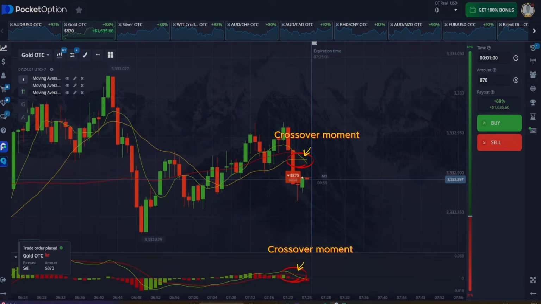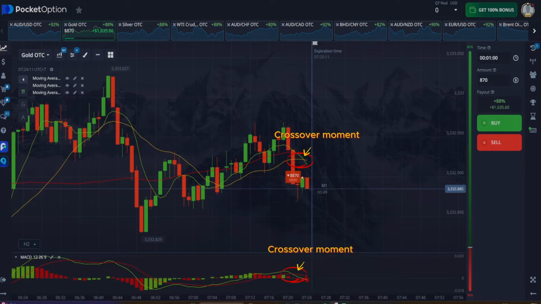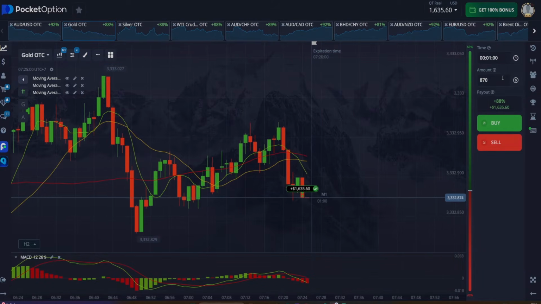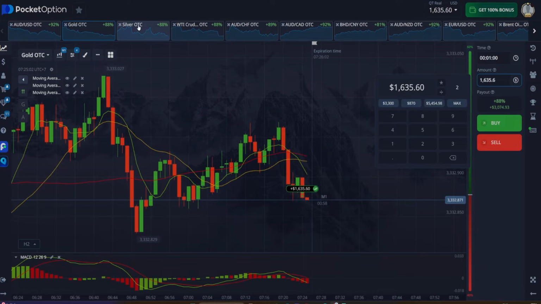I'm entering a sell position here because there is a clear crossover between the moving averages and the MACD. This indicates strong bearish pressure, showing that the market has a high probability to continue downward. Also, the red moving average line, which acts as dynamic support, has already been broken by the candles, further confirming the continuation of the downtrend. Let's watch the movement. Yes, exactly. Okay, profit. Now we can open the market again to look for the next opportunity.